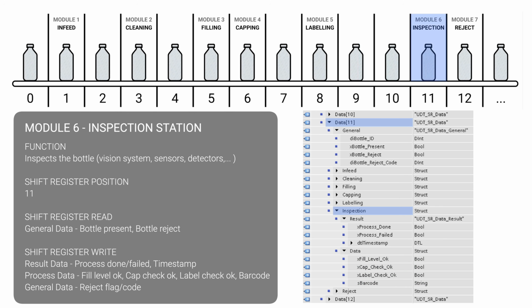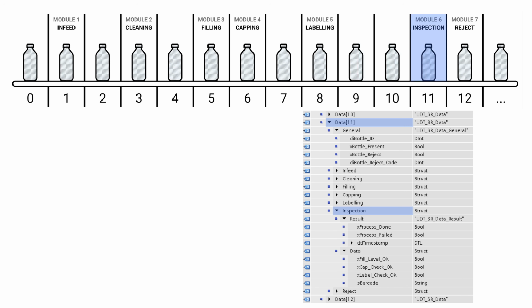If something goes wrong during inspection, like an error with the vision system, the general section gets updated with a reject flag and a clear reason why using the reject code. 6 stations done, 1 more to go.